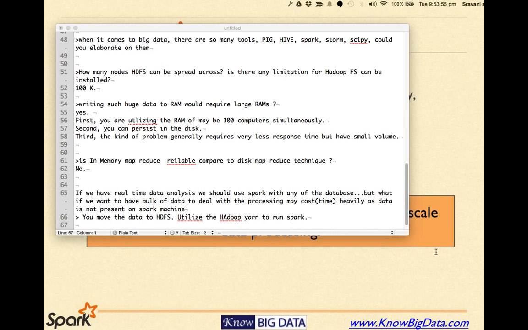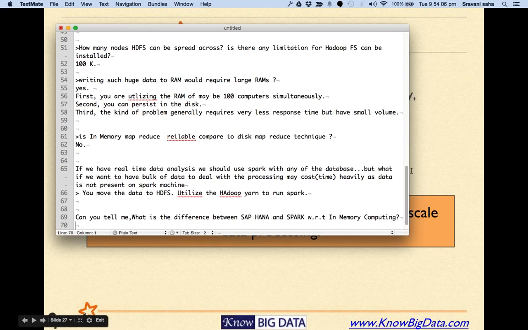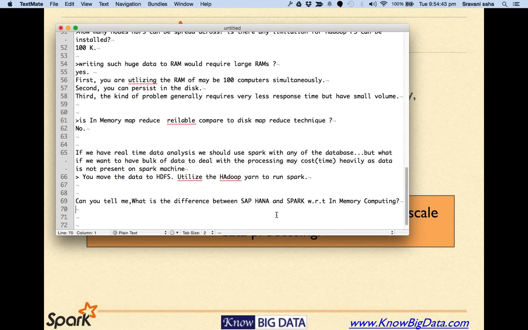Now we have BVD Rao's question. Can you tell me what is the difference between SAP HANA and Spark with respect to in-memory computing? All right. The SAP HANA architecture I have not reviewed, and in whatever documentation I have gone through, some say that it's distributed, some say that it's a hardware device. If you have access to the SAP HANA documentation, and they are not giving it publicly to everyone, then you can compare it with Spark. I'm really not sure, because I'm not a big fan of proprietary systems when it comes to computing.